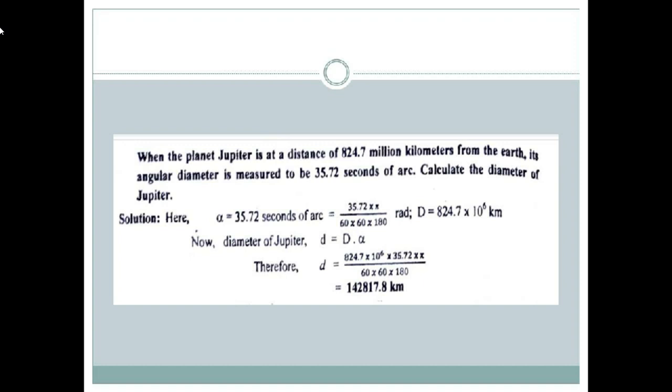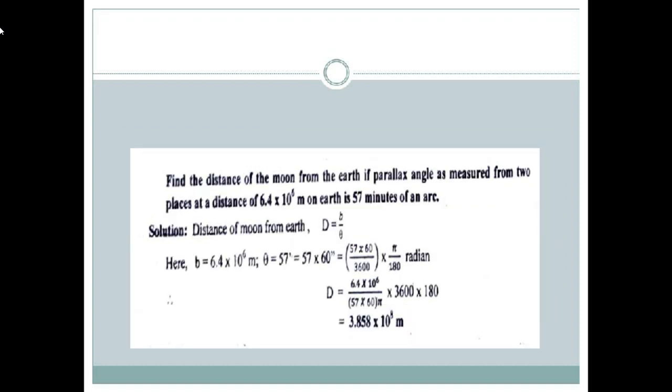Now capital D they already gave: 824.7 million kilometers, and million can be written as 10^6 kilometer. Now we know the formula: small d is equal to capital D into alpha. Just substitute the values of capital D and alpha in the formula. You will get 1142817.8 kilometer.